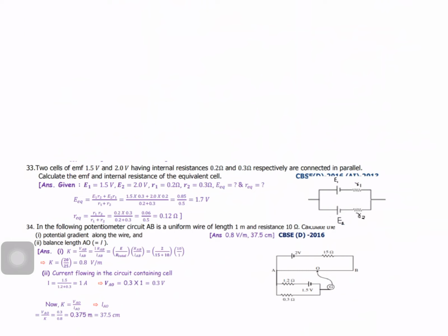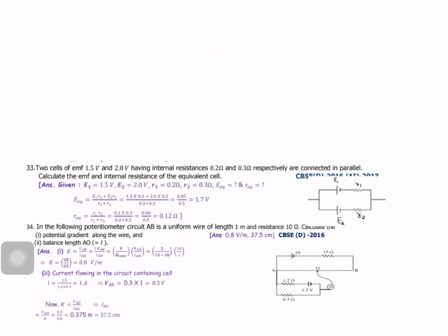E equivalent, what's that formula? E1 r2 plus E2 r1 by r1 plus r2. So you can substitute the values: 1.5 into 0.3 plus 2.0 into 0.2 divided by 0.2 plus 0.3, that is equal to 0.85 divided by 0.5, that is 1.7 volt. What is the internal resistance? r1 r2 by r1 plus r2, that is 0.2 into 0.3 divided by 0.2 plus 0.3, that is equal to 0.06 by 0.5, that is finally 0.12 ohm.